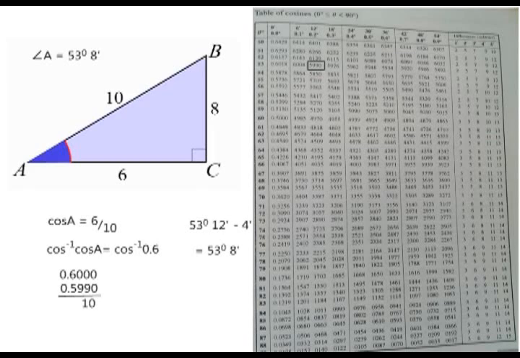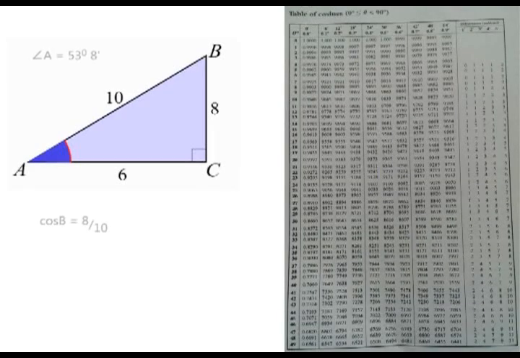For angle B, cos B is equal to 8 over 10. Cos B is equal to 0.8. Cos inverse of cos B is equal to cos inverse of 0.8. B is equal to, we go to the tables. There is no 0.8. We have 0.7997. This is the cosine of 36 degrees and 54 minutes. We write that.